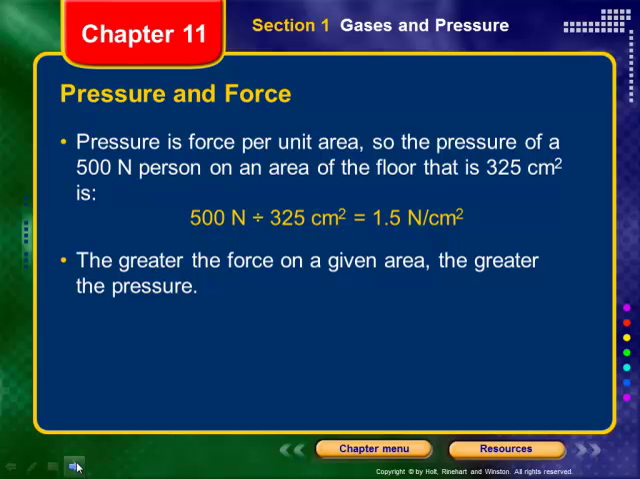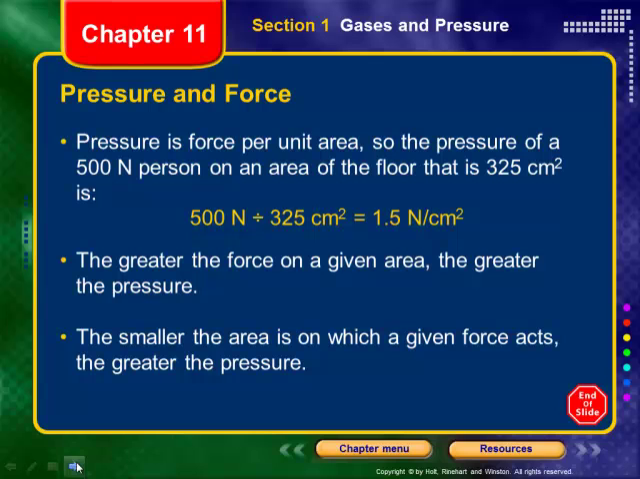If that was a 102 kilogram person, you would have twice the pressure. Their weight would be 1,000 newtons divided by 325 square centimeters, which would be 3.0 newtons per square centimeter. The smaller the area on which the force acts, the greater the pressure.